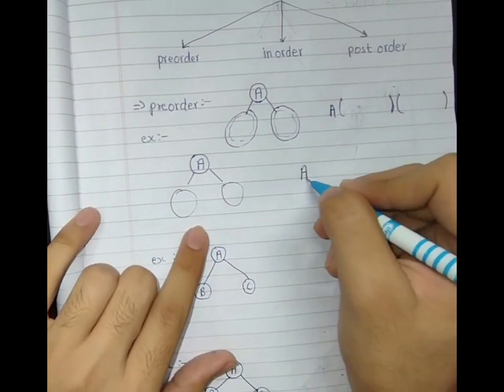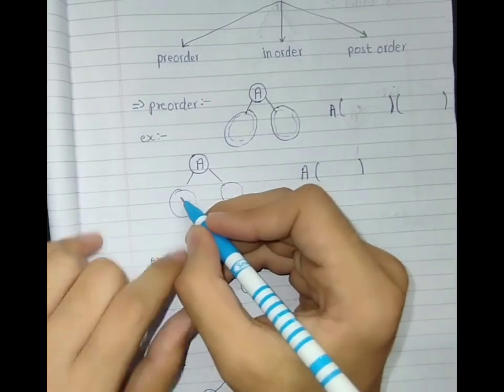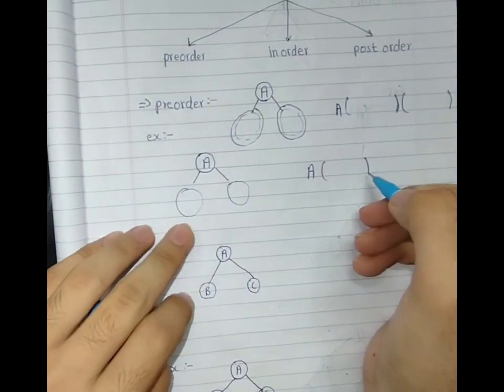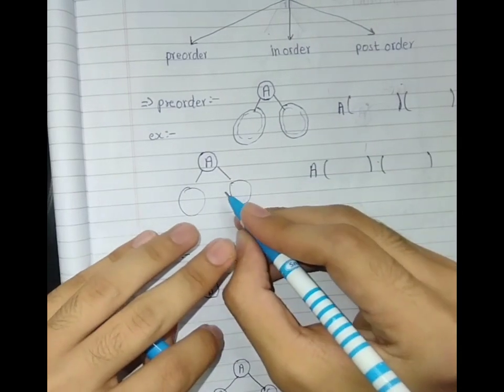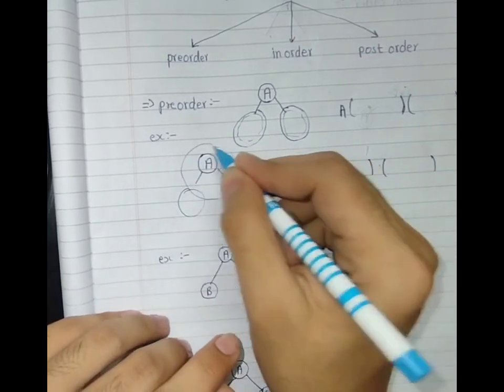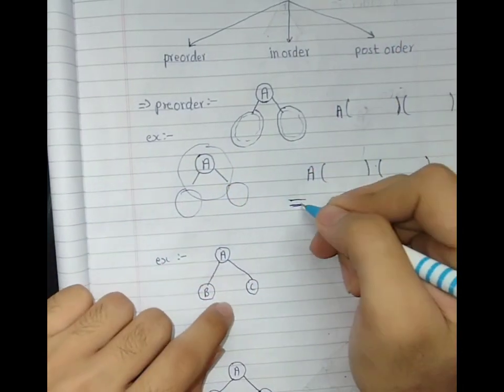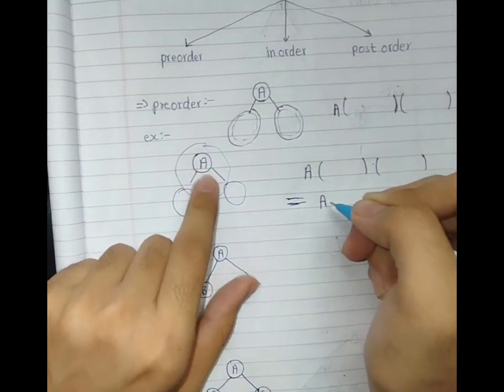So we have written the root node. Now there will be the pre-order traversal of the left branch, which we don't have, so this will be empty. Then the pre-order traversal of the right branch, we don't have any right branch, so again this will be empty. The overall pre-order traversal of this whole tree, which is only a single node, will be the same as this node, which is A.